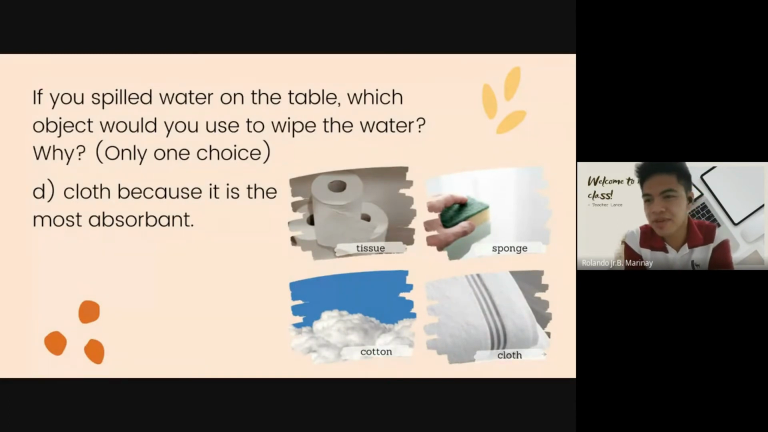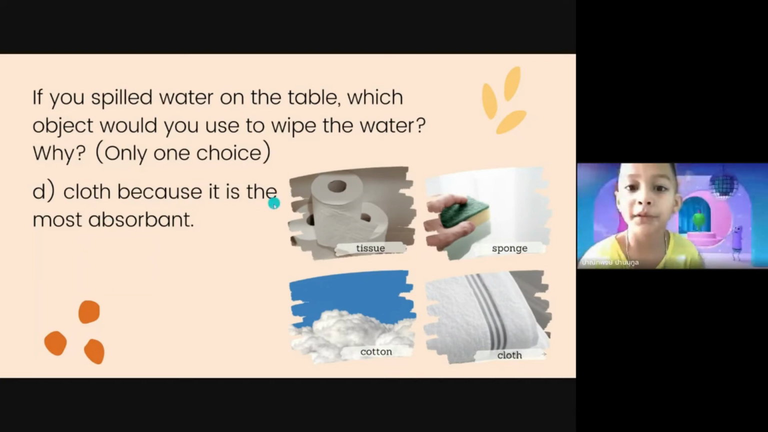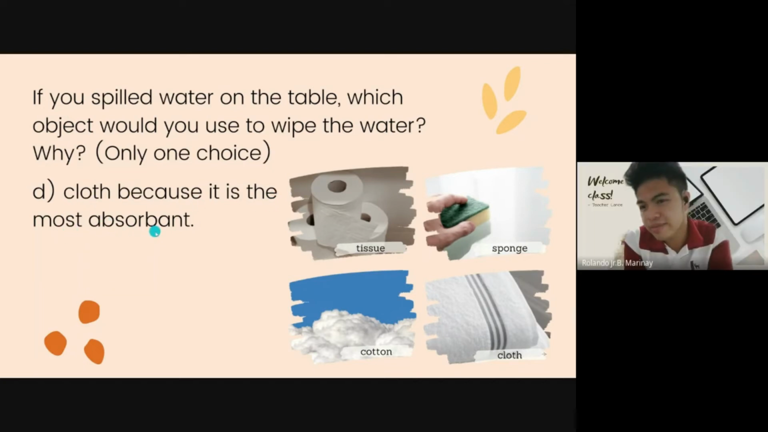Are you finished with this? Rasa, Smile, and Finish? Did you write it already? Cloth, because it is the most absorbent. Okay, you write D. D, because cloth is one of the most absorbent in these objects.